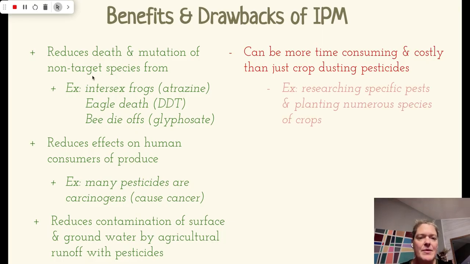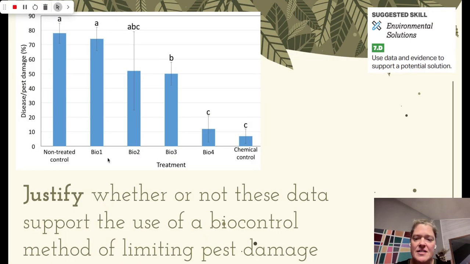A drawback of IPM is that it is definitely more time consuming and more costly than simply crop dusting with pesticides. Applying a chemical is super easy, it's super fast, and it's generally less expensive. Researching the specific pest that's going to get rid of another, researching the actual pest and then coming up with the integrated pest management approach takes a lot of research. And it sometimes even involves planting numerous other species of crops, which is also very costly. So those are some of the major drawbacks of IPM.